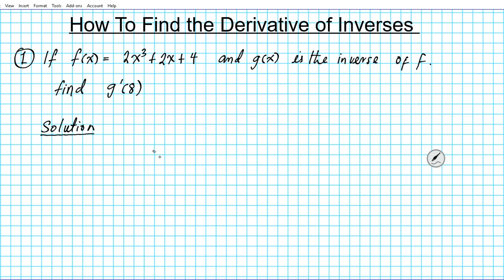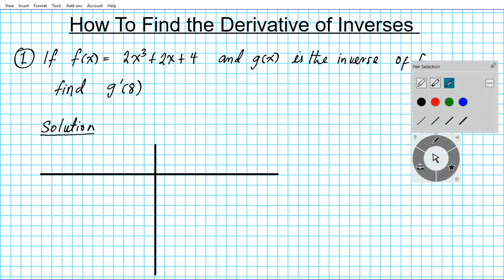Okay? Alright, so what we're going to do first is make a table to help us organize our information. Now, this is really important because when you are finding the derivative of inverses, you're going to have switches happening, you're going to have reciprocations happening. So if you are not organized in the way you write down the information, it's going to be very easy for you to get yourself confused.